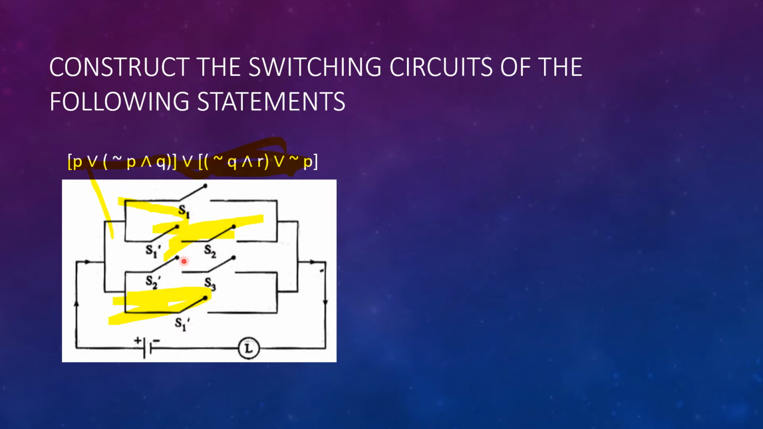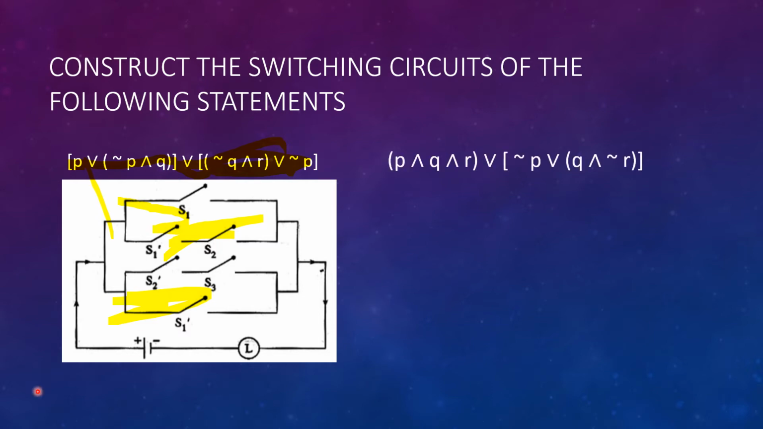So see, this is the parallel combination of the first bracket. Again here there is a parallel combination, negation Q and R. Negation Q means S2 dash, R means S3. So S2 dash and S3 are parallel to S1 dash. I hope you are getting it. Yes. Let's take one more. Here also we'll write what is S1, S1 dash, S2 dash, like in the previous examples, where we gave a description.